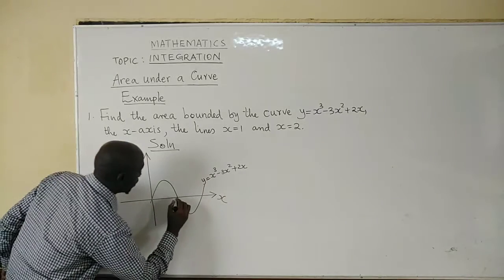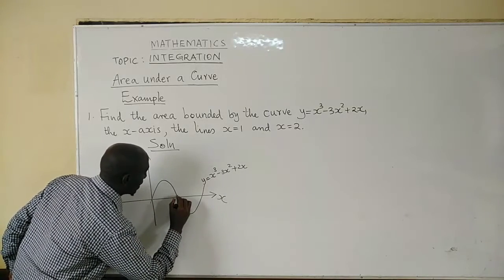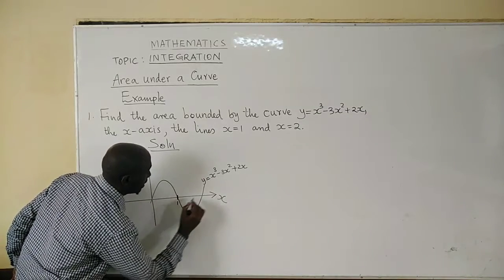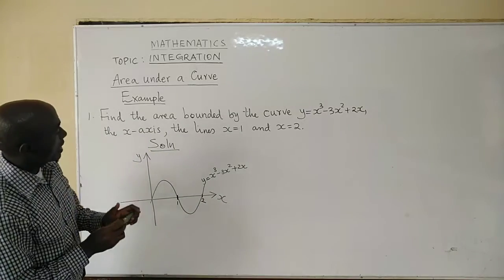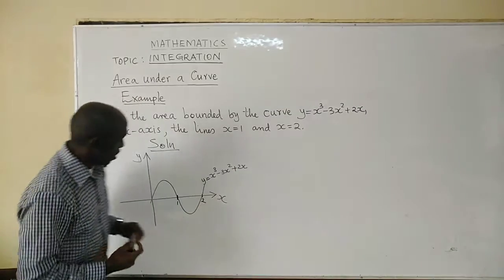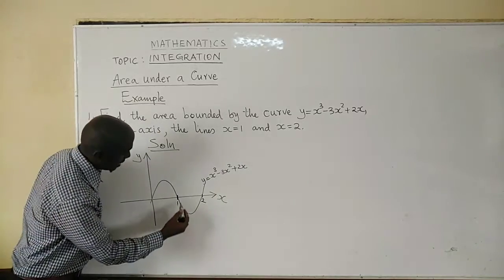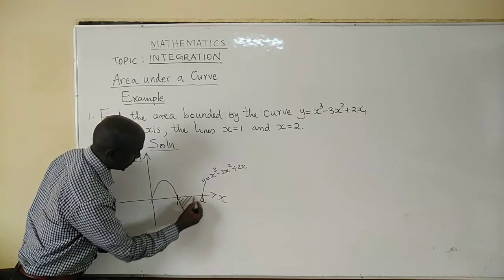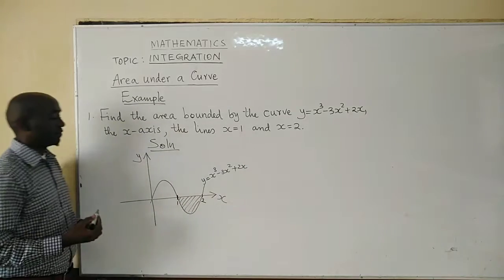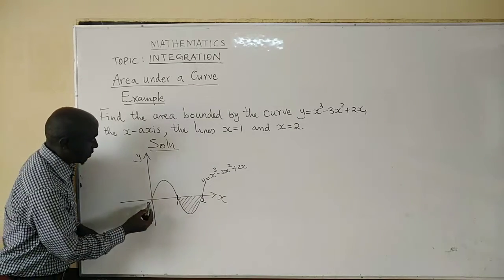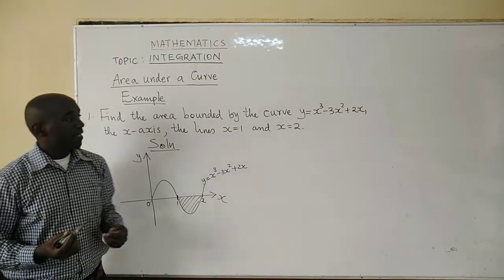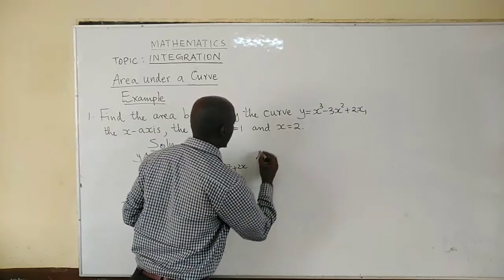And this point here, where the curve cuts the x-axis, is 1. This other point is 2. Meaning, the region required, remember, is between x is equal to 1 and x is equal to 2. Meaning, the region which is required is this part here, that part which I have shaded. Now, let us find that area by integration.